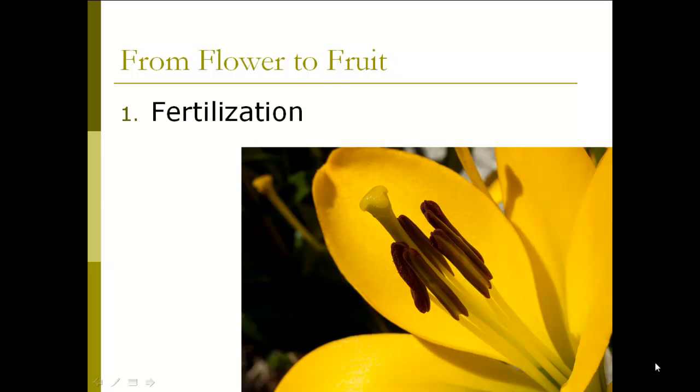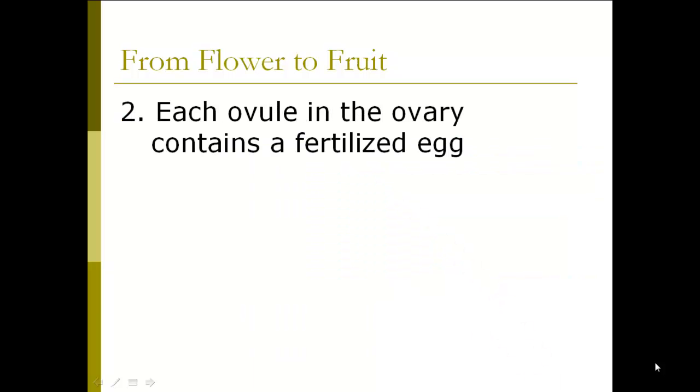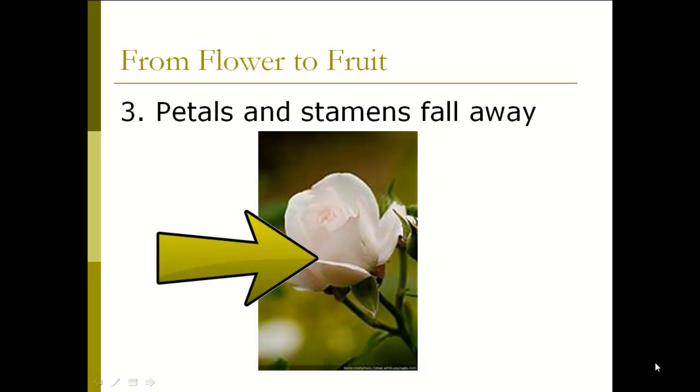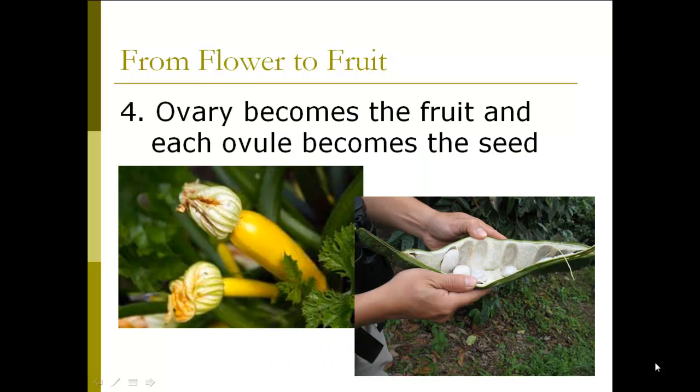So the first step for a flower to turn into a fruit is for pollination and fertilization to occur. And remember that happens when the sperm and ovule are fused together. Each ovule in the ovary contains a fertilized egg. The petals and stamens fall away from the plant. The ovary becomes the fruit, like the zucchini shown here, and each ovule becomes a seed. You can see the seeds inside the fruit the person is holding in the picture.